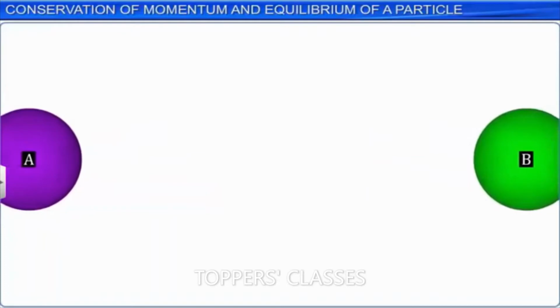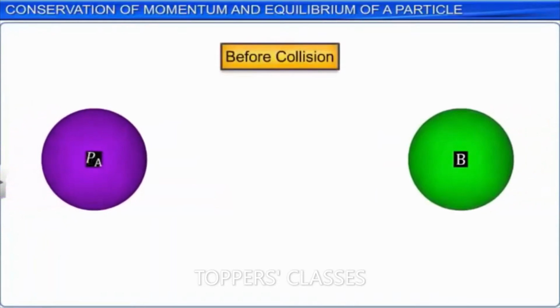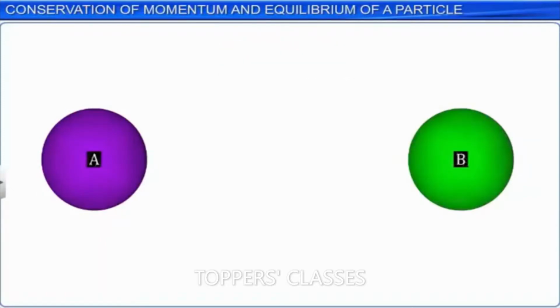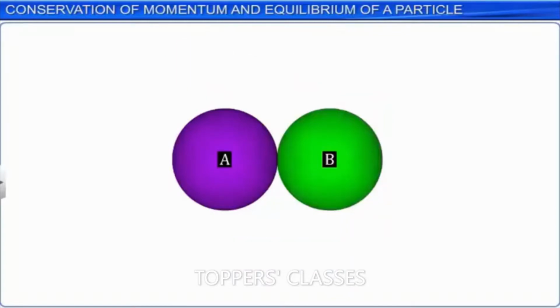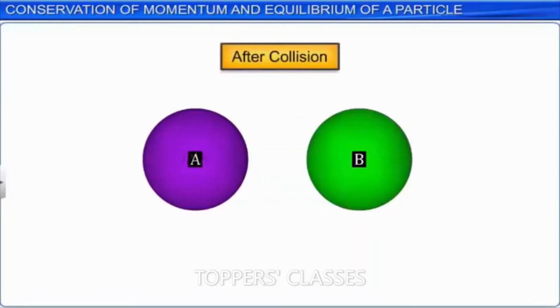Let the initial momentum of A before collision be PA, and the initial momentum of B before collision be PB. When A and B collide, there are two forces created, one on each body, for the same interval of time delta T. FAB is the force on A by B, and FBA is the force on B by A. These two forces are equal in magnitude but opposite in direction. Now, the final momentum of A after collision is P'A, and the final momentum of B after collision is P'B.